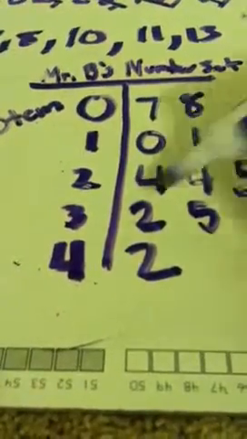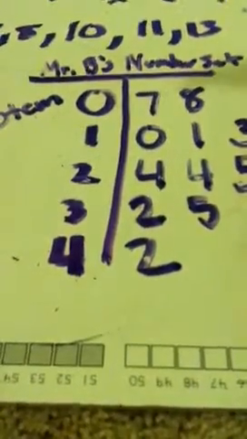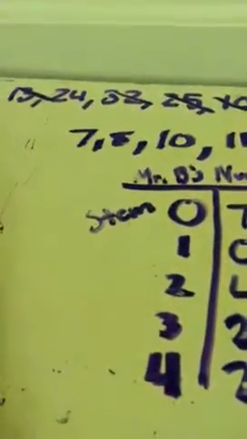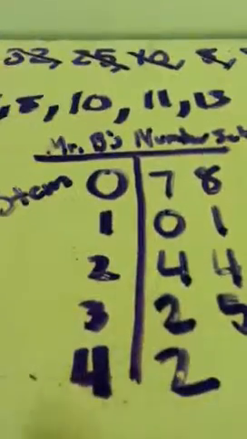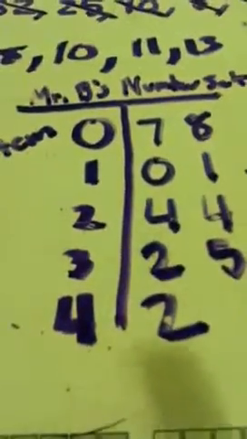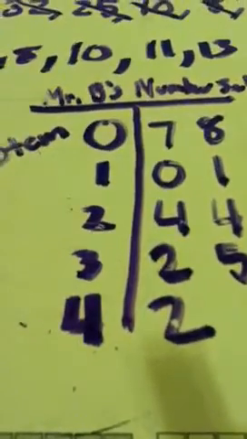So I got 1, 2, 3, 4, 5, 6, 7, 8, 9, 10, 11. 11 leaves. And then I count the numbers I had in my original number set just to make sure they're the same. So I have 1, 2, 3, 4, 5, 6, 7, 8, 9, 10, 11. So I have 11 numbers in my number set, 11 leaves. So I know my numbers match up, and I know I have my data presented.